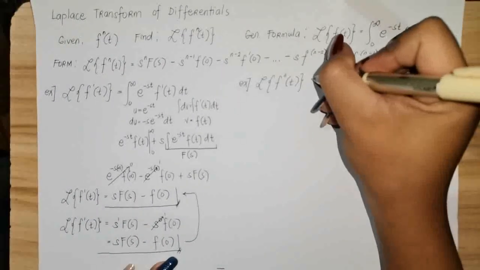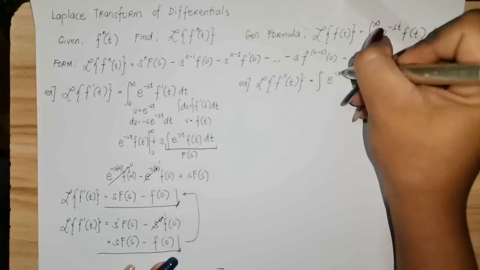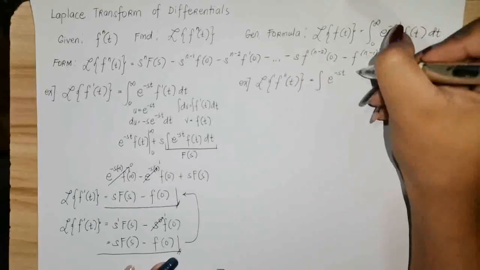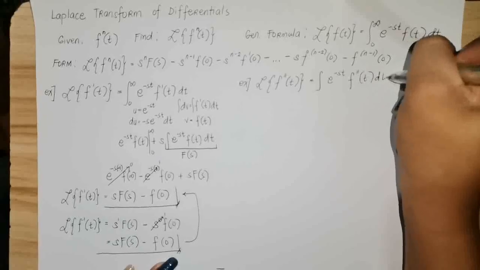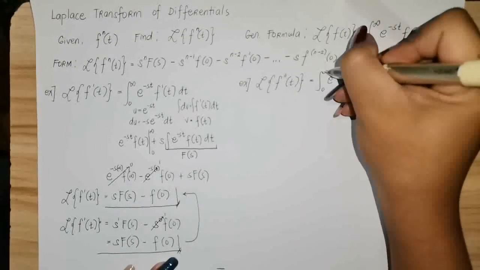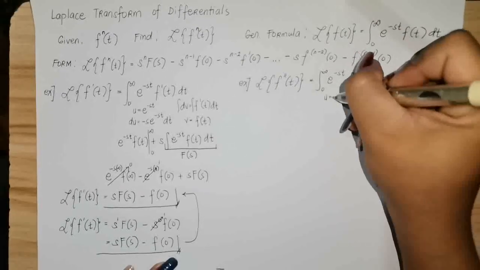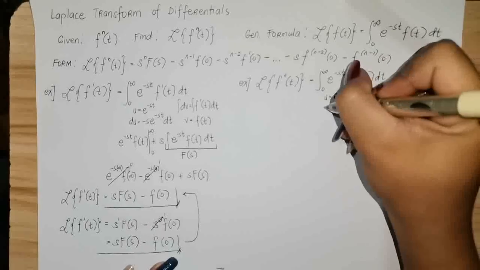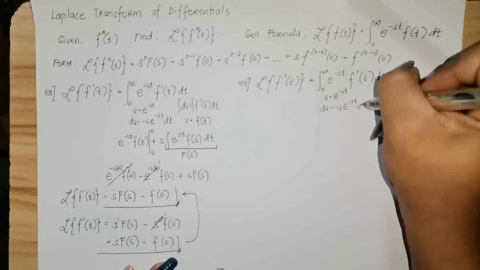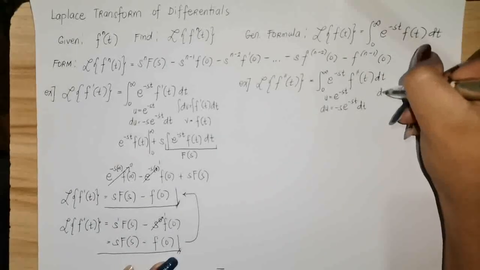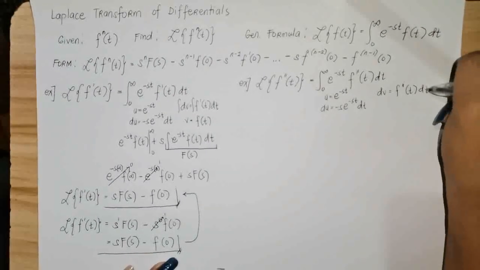So using your general formula again, that is the integral of e raised to negative st, then the given is the second derivative of f of t dt, wherein the limits are from 0 to infinity. So again, using by parts, you will set u as e raised to negative st, then du is negative s e raised to negative st dt. Now our dv is the second derivative of f of t dt.